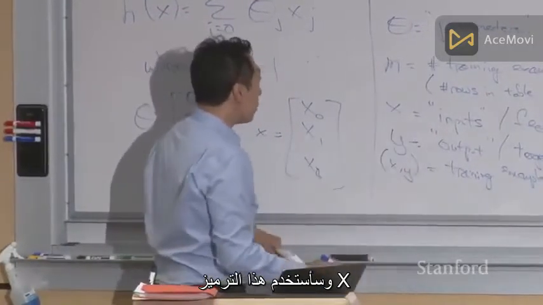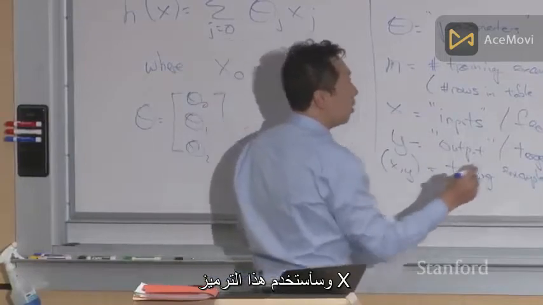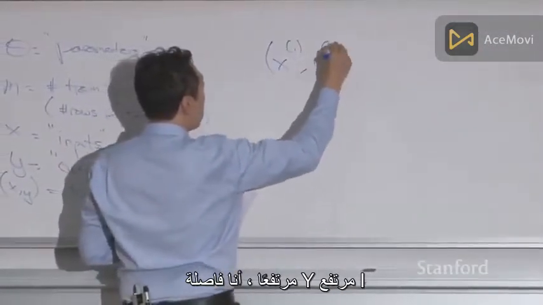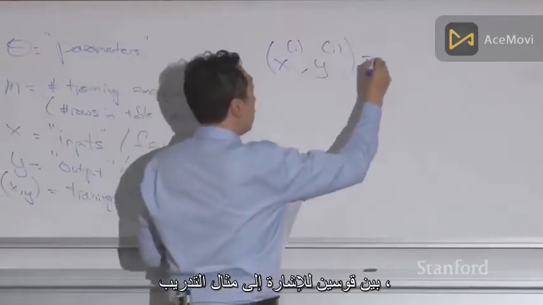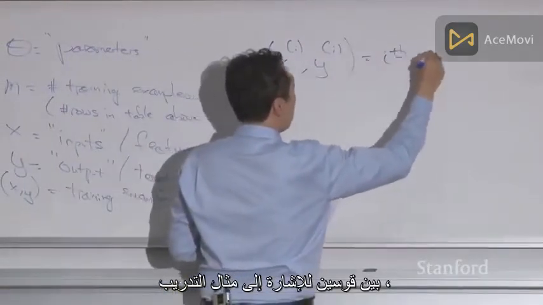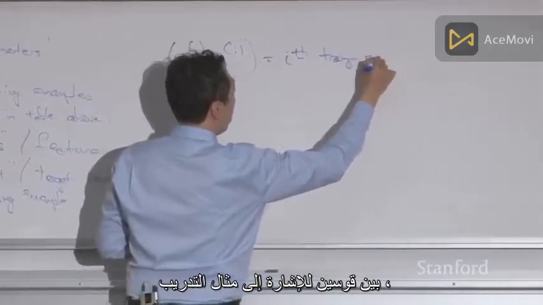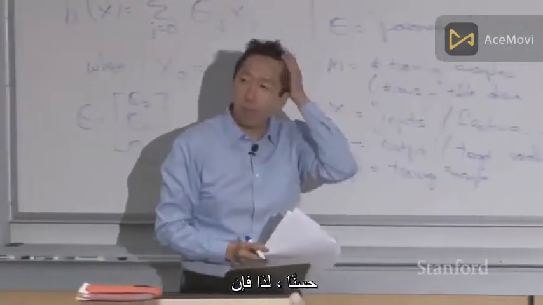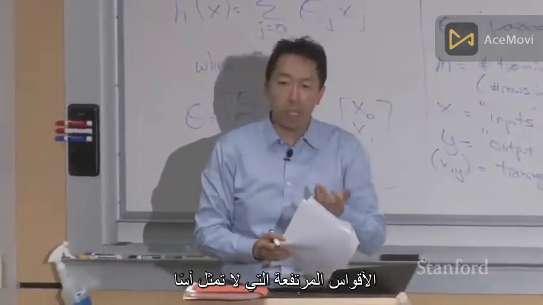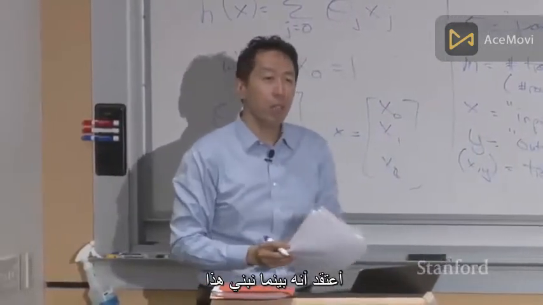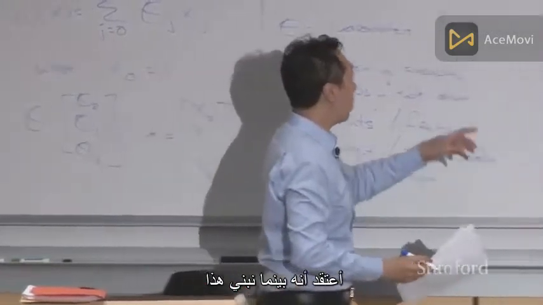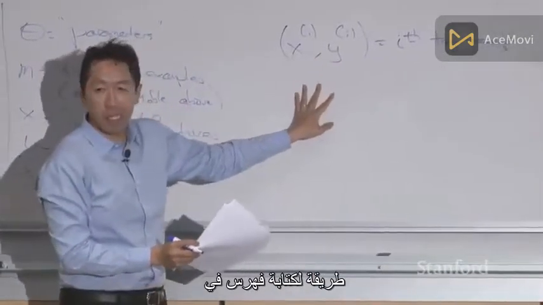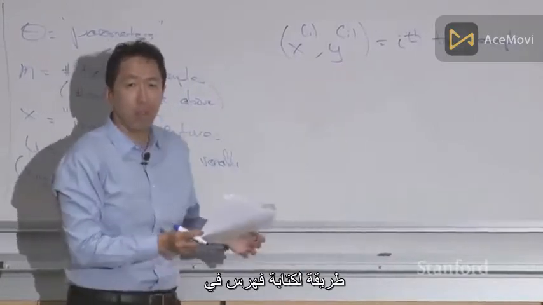And I'm going to use this notation, x superscript i comma y superscript i in parentheses to denote the ith training example. Okay, so the superscript parentheses i, that's not exponentiation. This notation x i comma y i is just a way of writing an index into the table of training examples above.